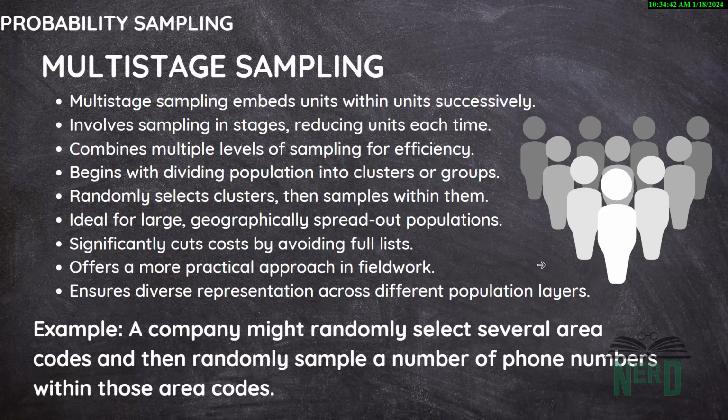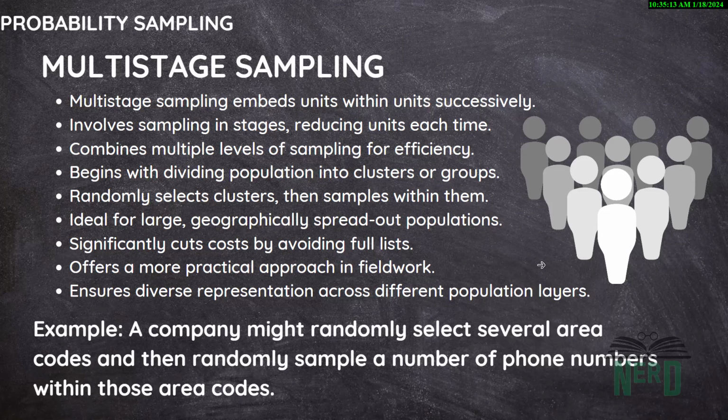Next, within each chosen cluster, you go one level deeper. You randomly select even smaller units or individuals, right? Continuing with our phone network example, after selecting a few area codes, you then randomly pick some phone numbers within those area codes. And this is the second stage, right? First the cluster, then the smaller units, is the essence of multi-stage sampling.